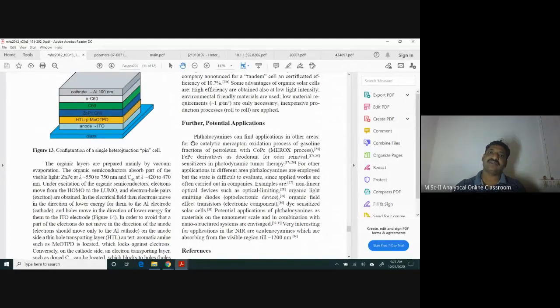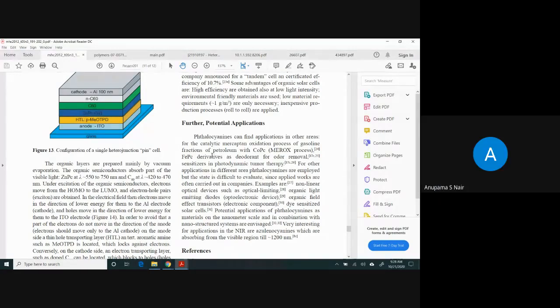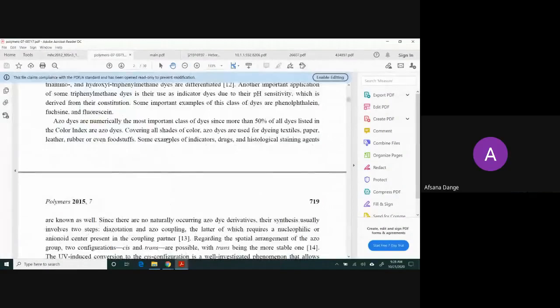So this is the important paragraph regarding phthalocyanine, where you have to see all the applications of phthalocyanine. Do all of you understand this one? Yes, sir. Okay.